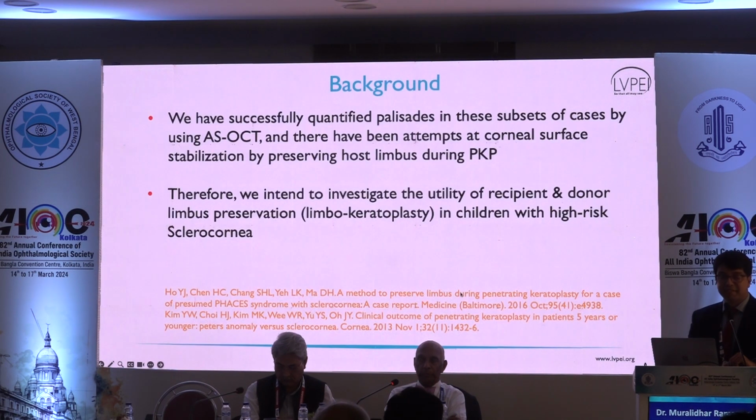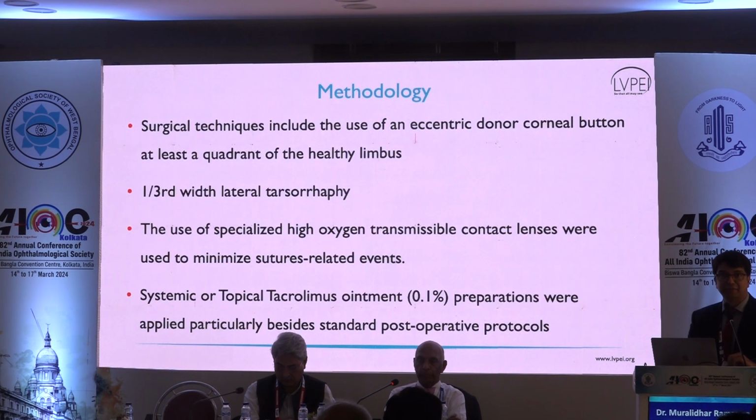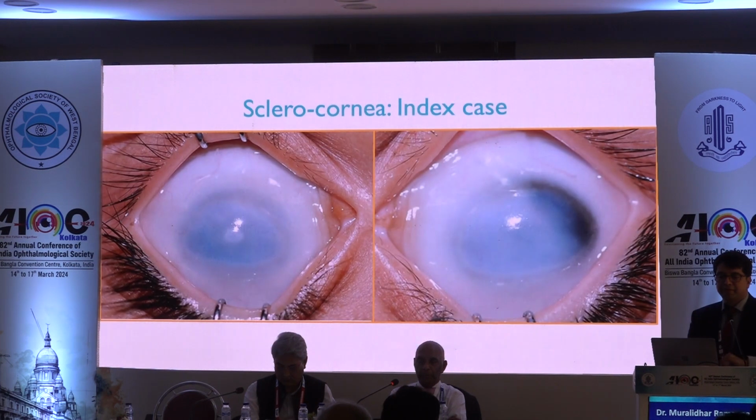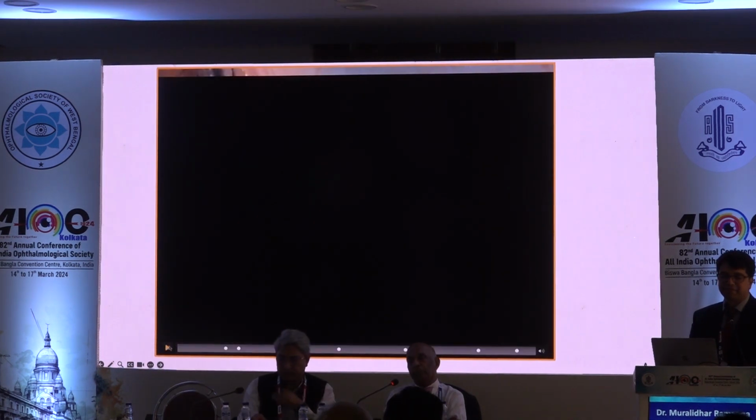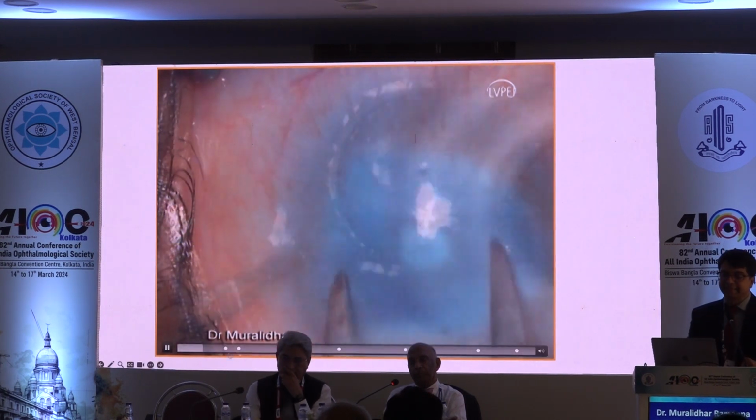So with this background, we wanted to address not only the central corneal visual axis but also the limbus. This is one of the index cases showing ill-defined limbus, poor limbal palisades. And in the left eye, we can actually see a sliver of a limbus with the limbal pigmentation. This is a surgical video, a very classic case of a sclerocornea.